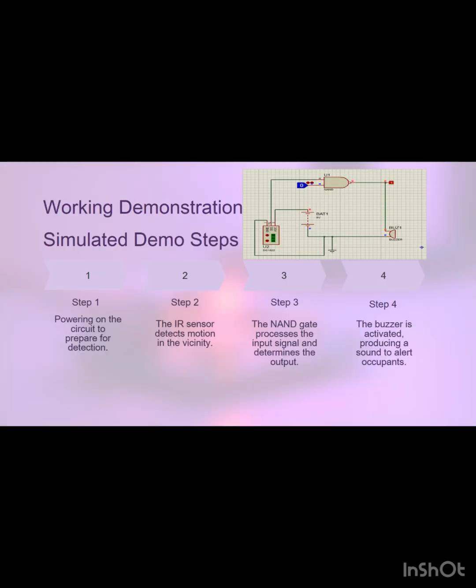Working demonstration, simulated demo steps. Here is a simulation snap in which we have used a NAND gate, IR sensor, battery and buzzer. Step 1 is powering on the circuit to prepare for detection. Step 2, the IR sensor detects motion. Step 3, the NAND gate processes the input signal and determines the output. The buzzer is activated, producing a sound to alert occupants. These are the same steps followed in the block diagram.